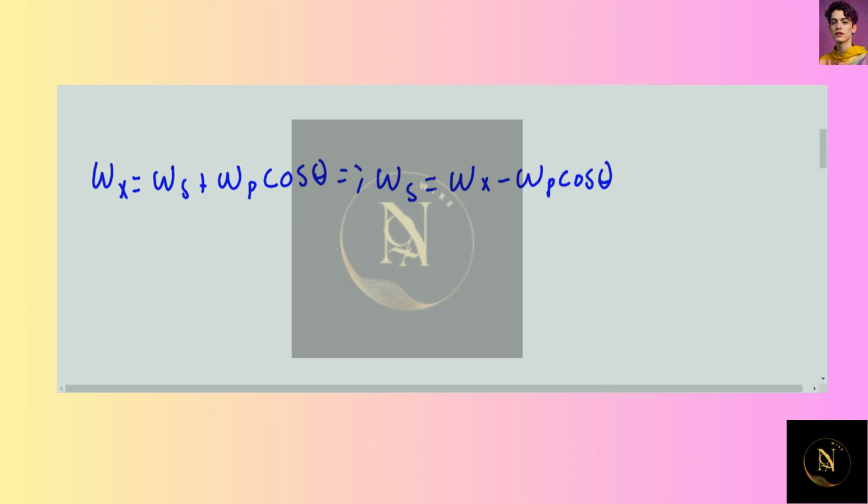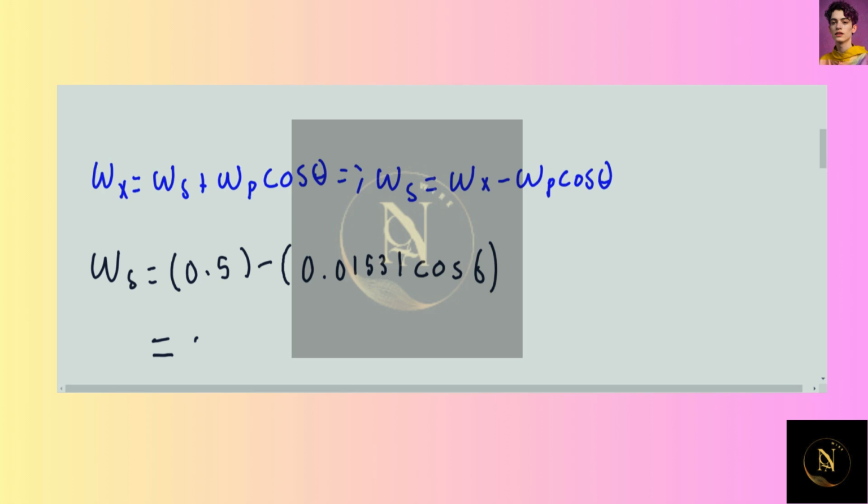Now to get this rate of spin, we plug in omega x, which we know is 0.5, and then we subtract the rate of precession, which we've already calculated, times the cosine of 6. And we'll get a rate of spin that's equal to 0.4847 radians per second.